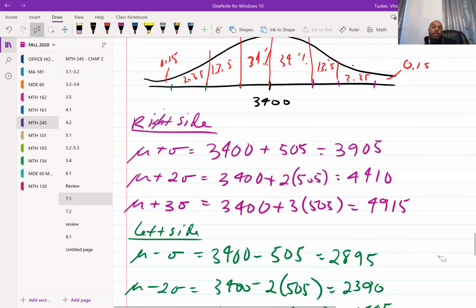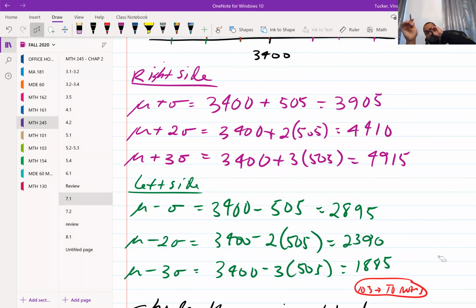Then to find the left side, you will subtract 3 different times. 3,400 minus 505 would be 2,895. Minus 505 from that would be 2,390. Then minus 505 from that, which would be 1,885. All right, make sure we're okay. Any questions?